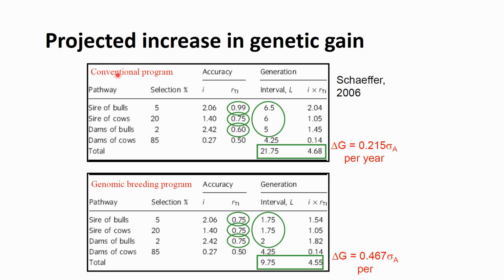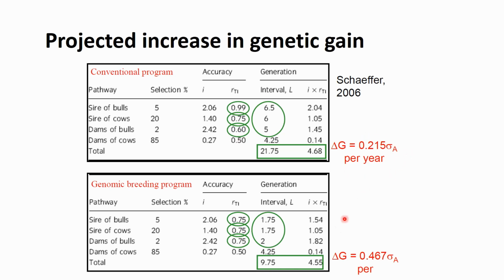So this would be a conventional, traditional program. You see there are 4 categories: sires of bulls, so basically fathers of bulls, and fathers of cows, and dams of bulls and dams of cows. The accuracy in these 4 levels is a bit different. The sires of bulls are the most accurate, but they are also the highest in terms of generation interval. If we do all the calculations, we get to a certain 0.2 genetic standard deviation per year.